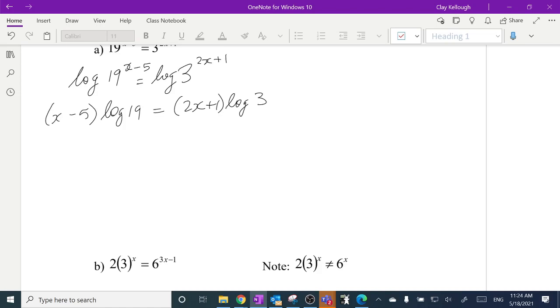So what do you do when you multiply a bracket by a number? Well, it becomes a coefficient. So that's log 19 x. So log 19 is a coefficient. Minus 5 times the log of 19. And again, that's some constant. It's 5 times 1.1 or 5 times 1.2 or something like that.